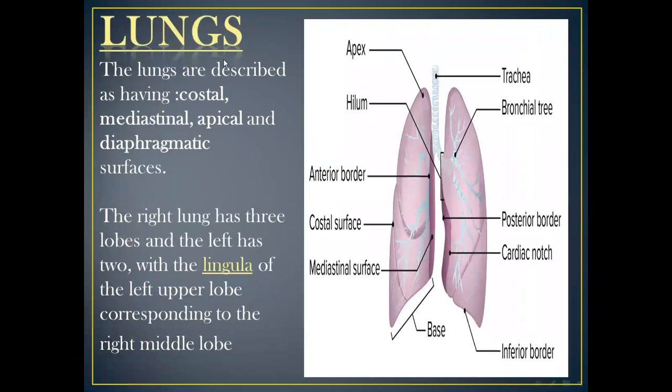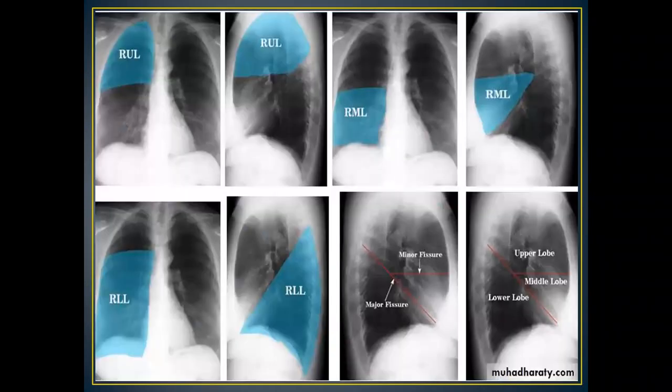Now, the lungs are described as having four surfaces: the apical surface, the costal surface, the mediastinal surface, and this is the diaphragmatic surface. The right lung has 3 lobes, while the left has only 2 lobes, with the lingula of the left upper lobe corresponding to the right middle lobe.